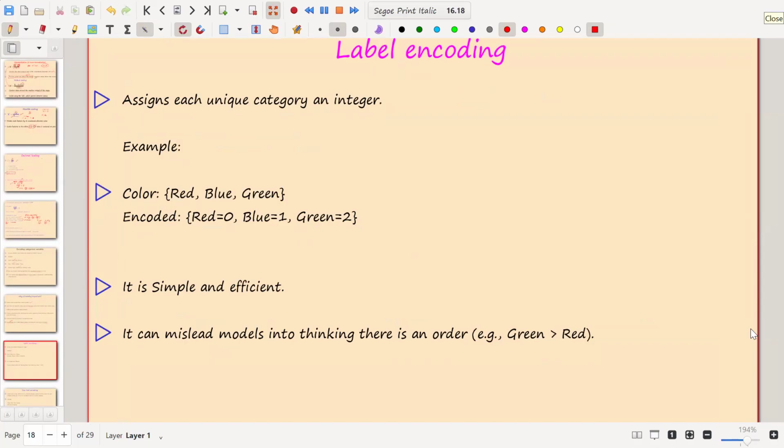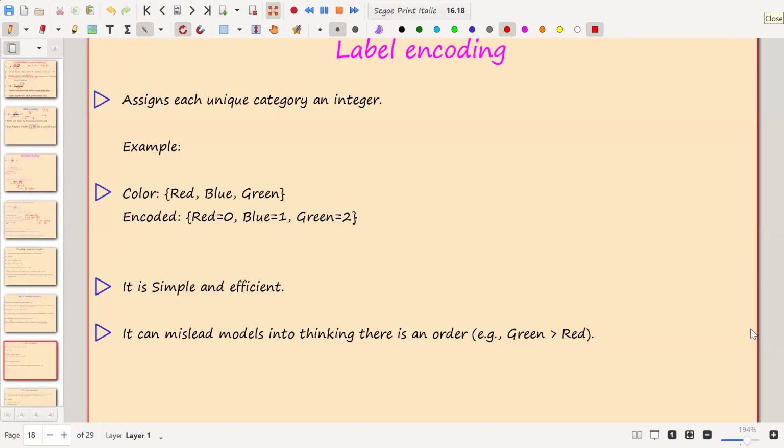So the encoded data looks like this: red can be assigned 0, blue can be assigned 1, green can be assigned 2. It is simple and efficient. If I mean 2, then I can easily map it to the color green, right? But one disadvantage is that it can mislead your data set.